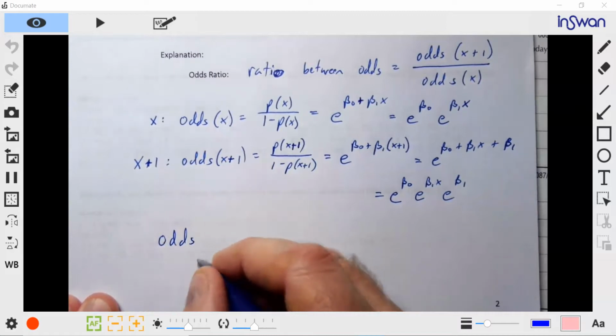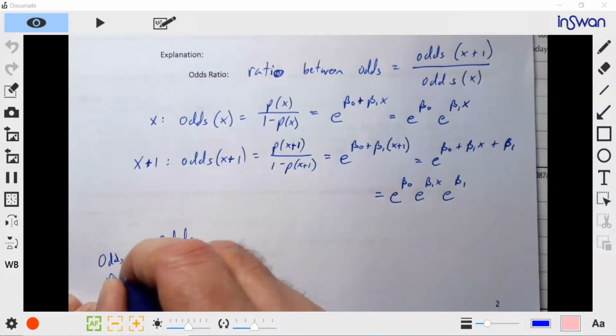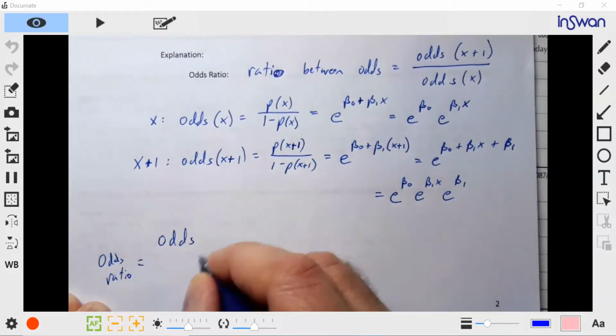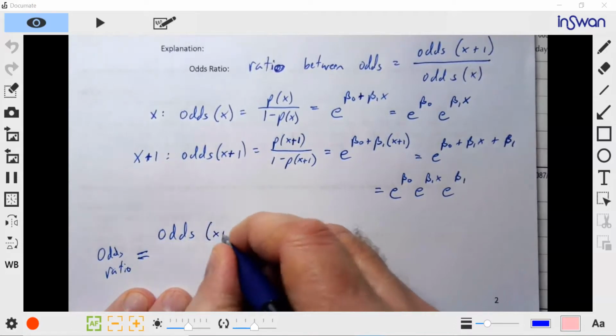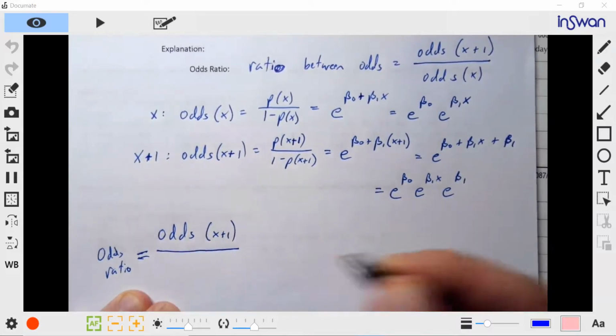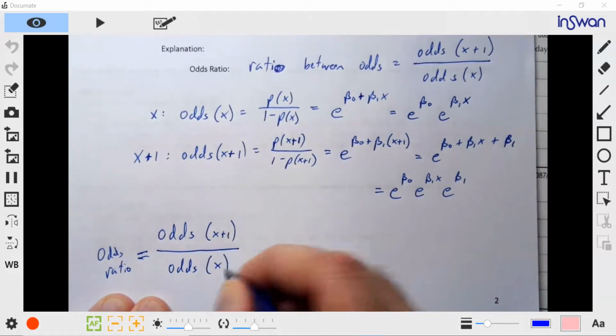So if I want to look at the odds ratio for a 1 unit increase in x, that would be the odds at x plus 1 over the odds at x.